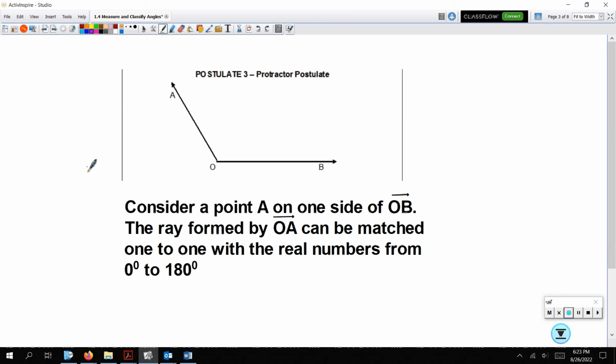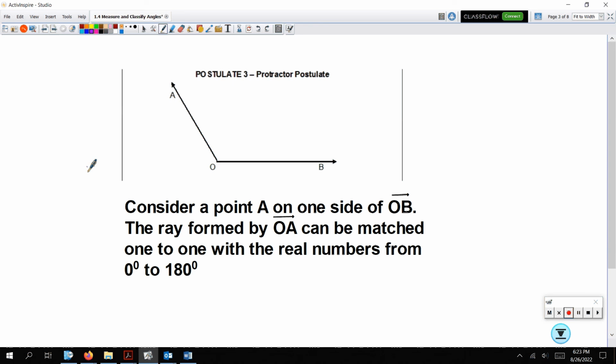Great. Usually we measure this one together, but we're not going to. There's a couple examples below that I want you to get your protractors out for. I'm going to do my best because I have this tool here, but it doesn't work like a protractor does.